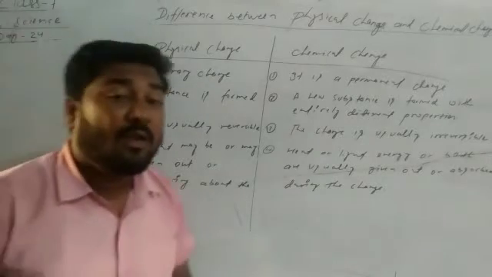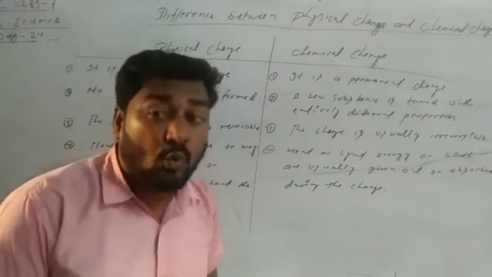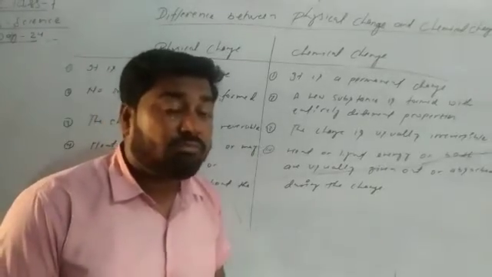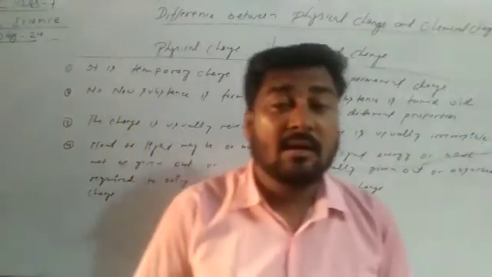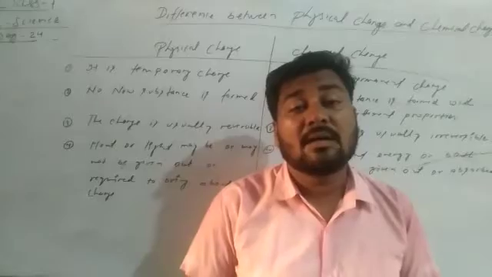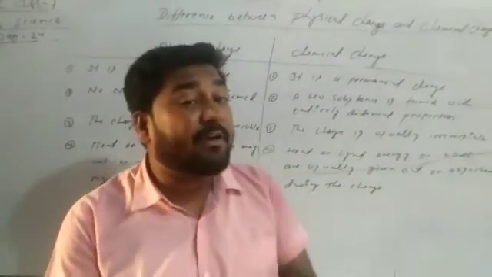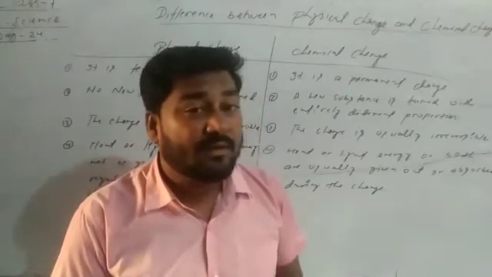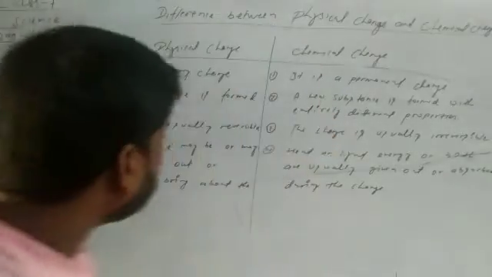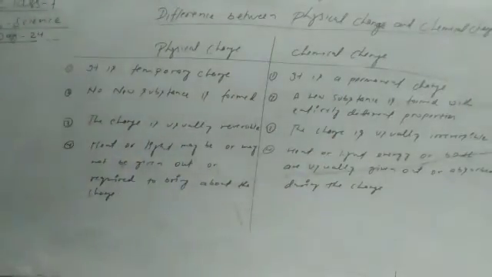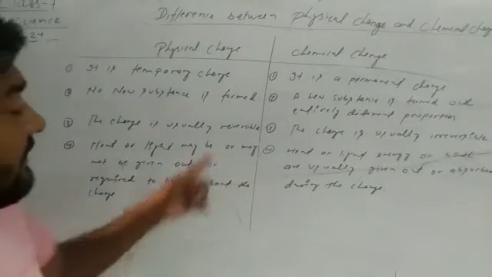For example, when we burn wood, what will you see there? It converts into ash. Can it be converted again into wood? No. Very nice. So, third number: in physical change, the change is usually reversible.